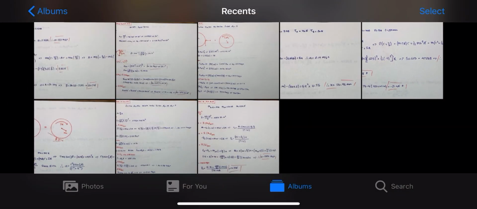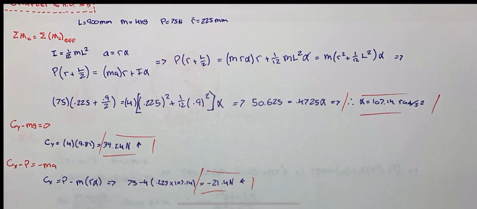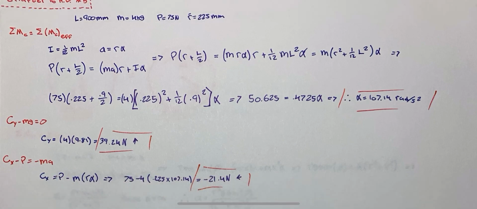Number 5. Number 5, we have a uniform slender rod of length L and a mass of 4 kilograms. It's suspended from a hinge. We're supposed to determine the angular acceleration of the rod and the components of the reaction at C.